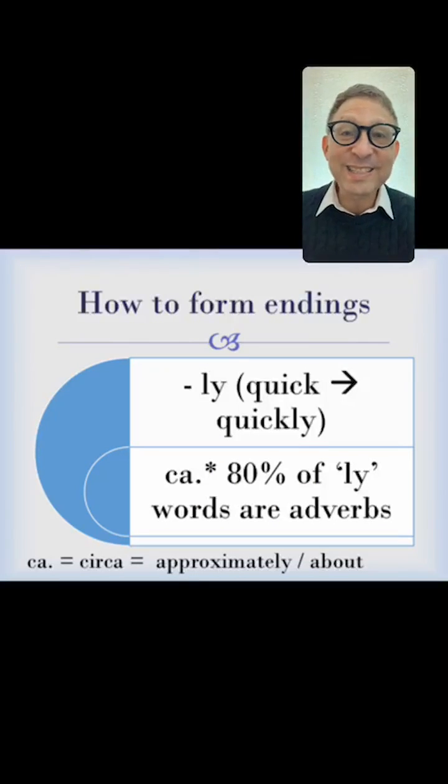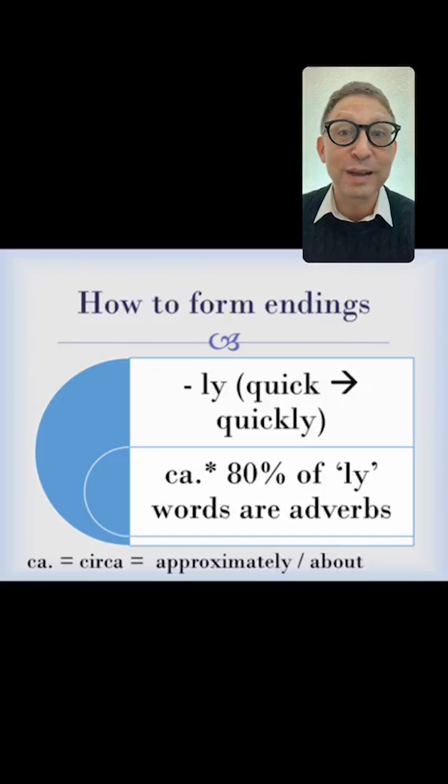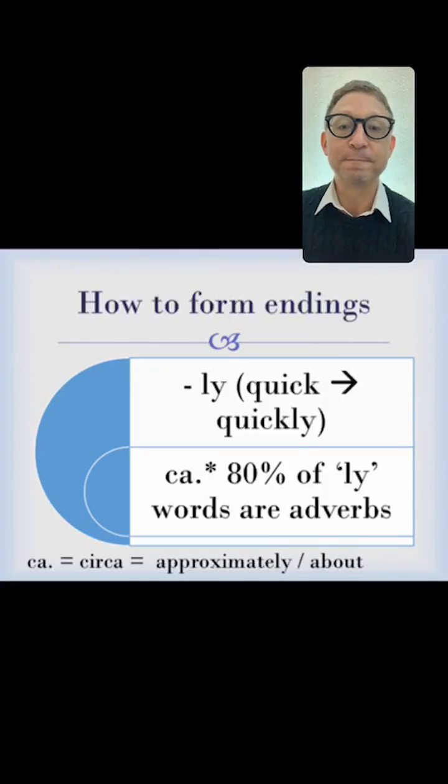Now, how to form the endings. Generally speaking, as most of us know, adverbs end in -ly. So we have quick, the adjective. If we want to change the adjective into an adverb, we add -ly: quickly. And about 80% of -ly words are adverbs. So if you see an -ly at the end of a word, there's an 80% chance or so that it's an adverb. Now notice I have the word "ca." In English, we can say circa, "ca." Circa is Latin and it means approximately or about. So if you're not exactly sure, you can say ca. 80%, which means around 80%.